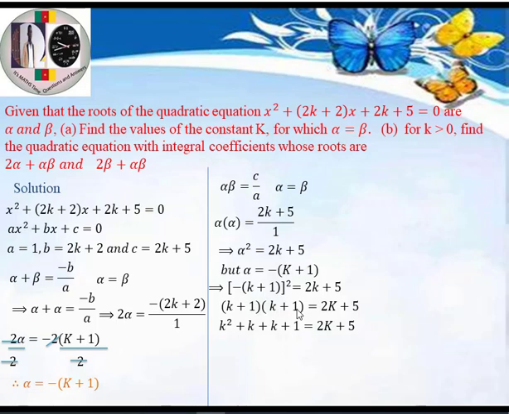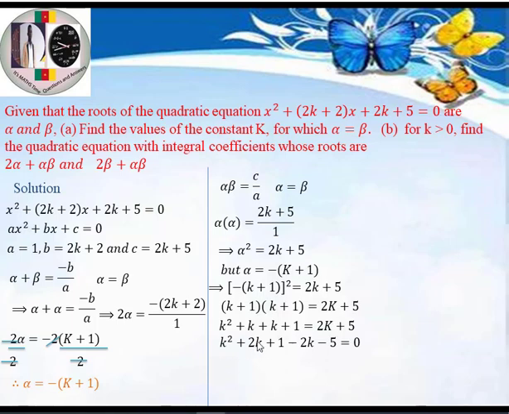If we add like terms together, we add k plus k, which gives us 2k, and we'll have k squared plus 2k plus 1. Then when we bring 2k to the left hand side, its sign changes from positive to negative, and when we bring 5 to the left hand side, its sign also changes from positive 5 to negative 5, equals to 0, because nothing will be left on the right hand side.